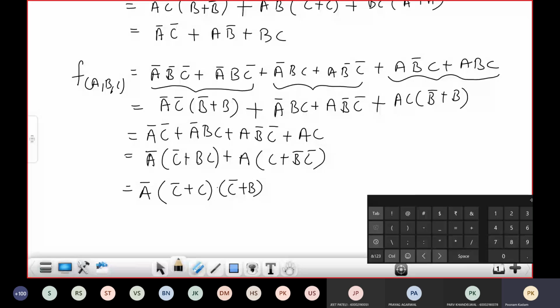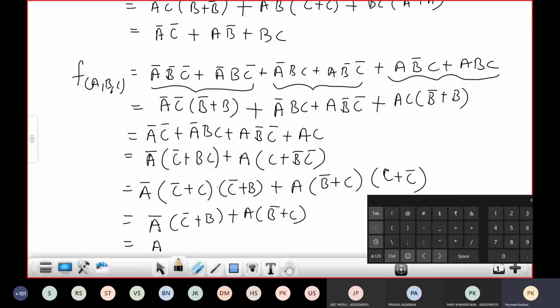So actually, we could have written this directly, but anyway, I'll show you all the steps. So B bar plus C and C plus C bar, right? So this becomes A bar times C bar plus B, plus A times B bar plus C. If you open this, you get A bar C bar plus A bar B plus A B bar plus AC. Can you further reduce this expression?